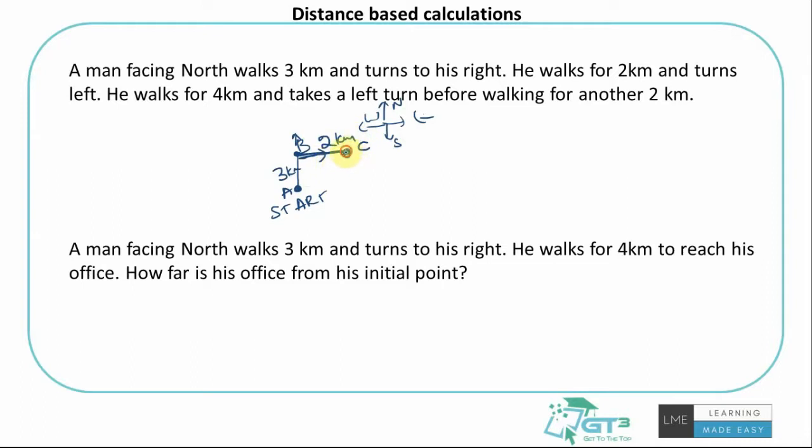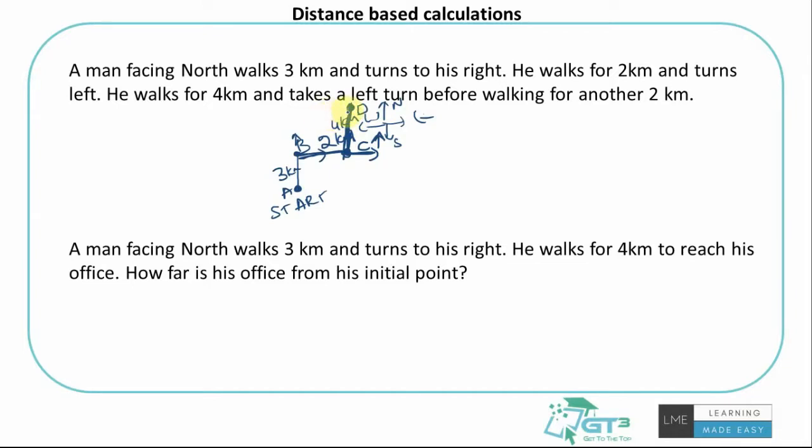And he turns left. After reaching C, he would still be facing east. To the left of east is this direction, so he is turning into this direction. He walks for 4 kilometers. Let's assume he reached D.